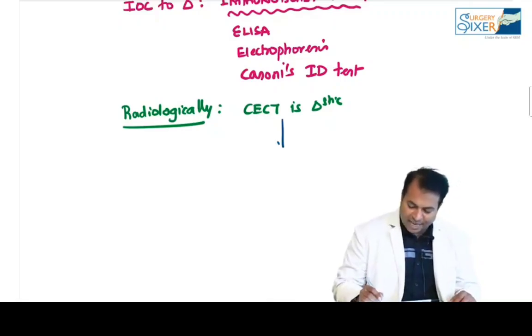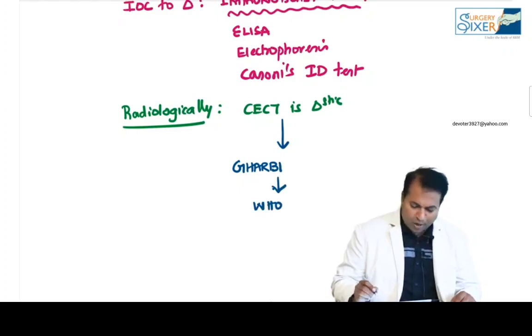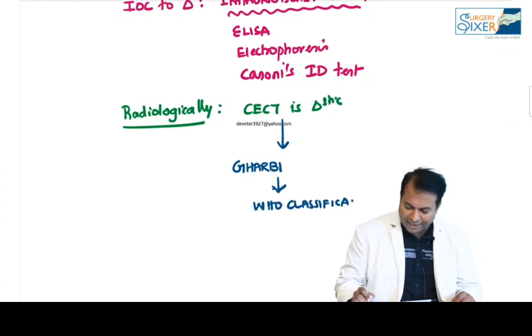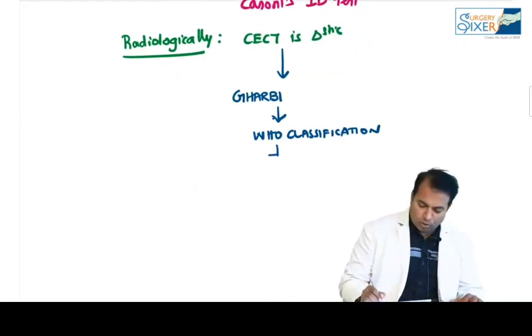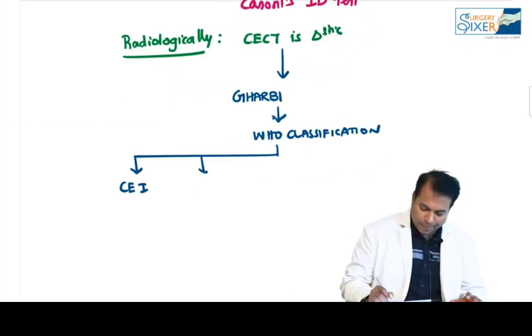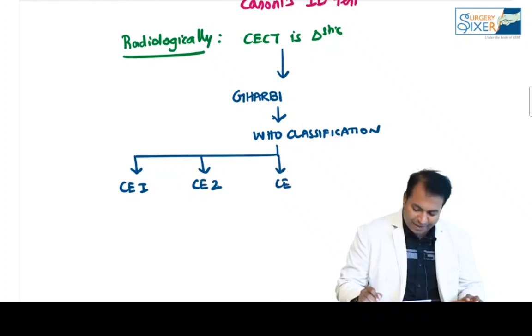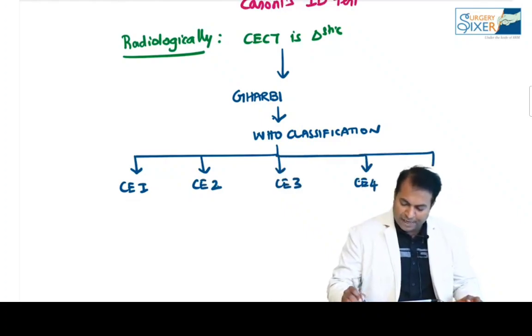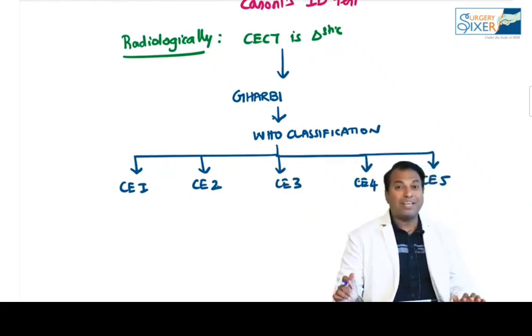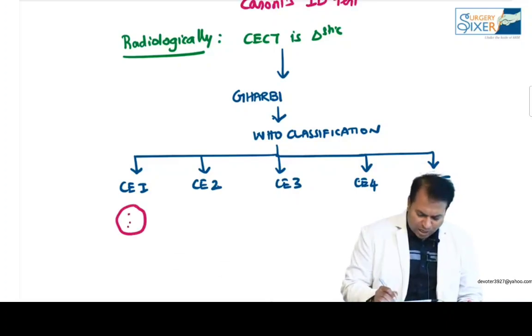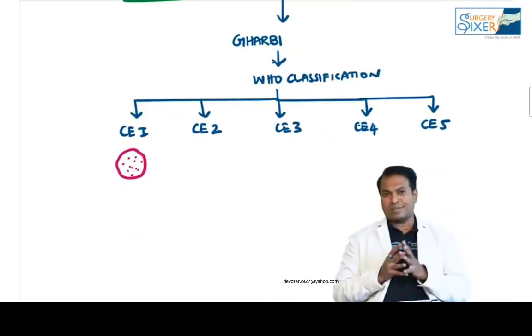And with CT scan, there is a classification known as Gharbi classification. This Gharbi classification is now modified as the WHO classification. I wish you all to know this classification. The types are CE1, CE2, CE3, CE4, CE5. These are the 5 types of the Gharbi or WHO modified classification. CE1 is a clear unilocular cyst, a simple cyst like this.